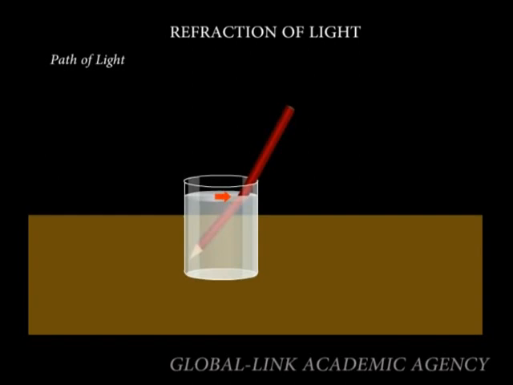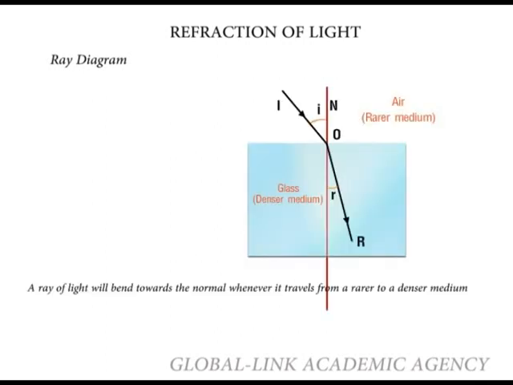Now let us understand what is going on by looking at ray diagrams. A ray of light will bend towards the normal whenever it travels from a rarer medium to a denser medium. Here, IO is the incident ray, OR is the refracted ray, I is the incident angle, and R is the refracted angle. In this case, the incidence angle is greater than the refracted angle.